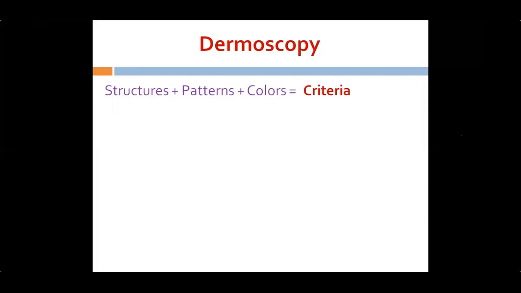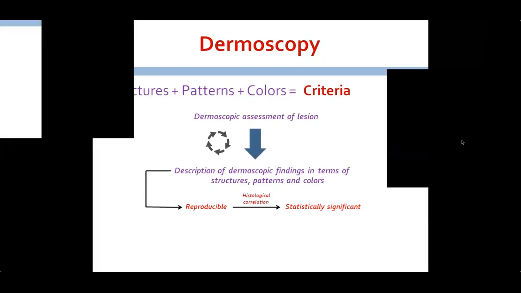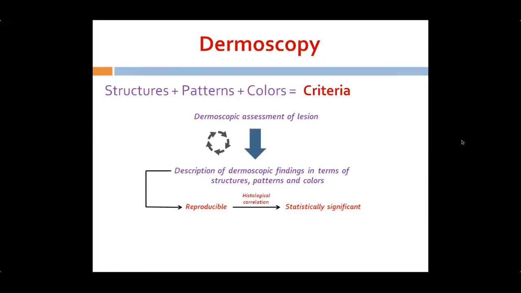So to establish the dermoscopic criteria, one has to initiate the dermoscopic assessment of the lesion, and we have to see whether the dermoscopic findings have a distinct histological correlation and whether this correlation is statistically significant. And when all these are met, we establish the dermoscopic diagnostic criteria.